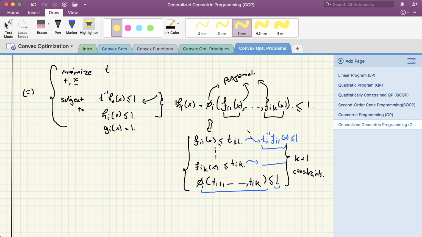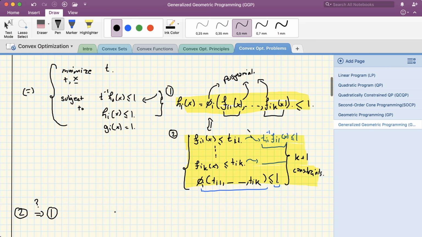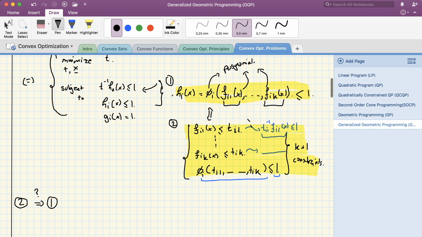Now to see why this simple constraint is the equivalent of those k plus 1 constraints, let's denote this statement by 1, and this is 2. Now let's prove one sense first. Let's assume 2 is true, and let's try to prove 1. So if 2 is true, we're going to exploit the fact that all my phi_i's are polynomials with positive exponents and non-negative scalars, so phi_i has to be monotone, non-decreasing in each and every one of the arguments t_1 down to t_k, right?